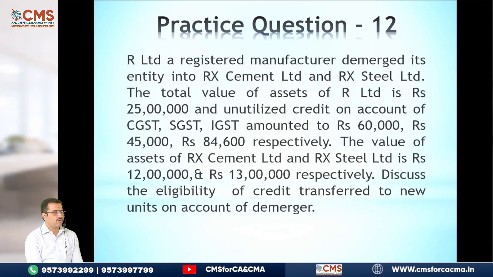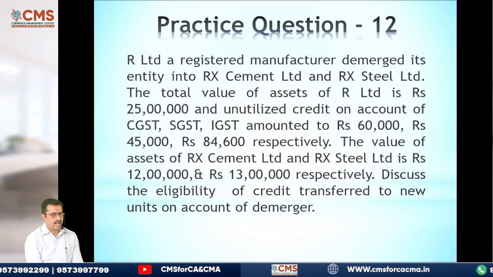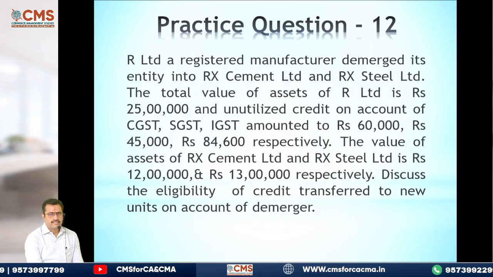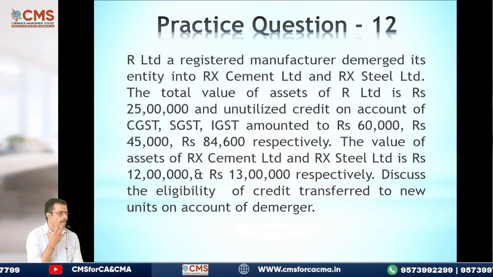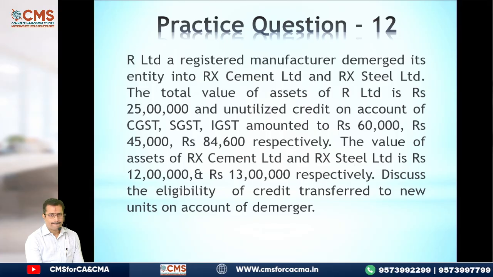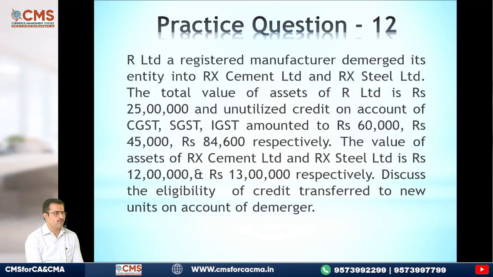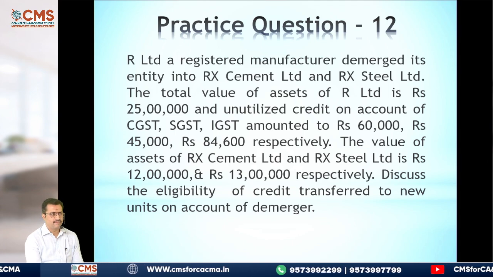How did I get 12 by 25? It is the value of assets ratio. Correct. That's all. Ratios: 12 by the total value of 25 lakhs. 60,000 into 12 by 25, 60,000 into 13 by 25. Tell me. 28,800 and 32,200. Correct? Then SGST.